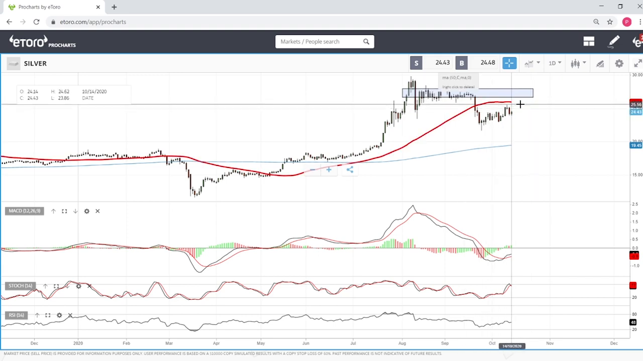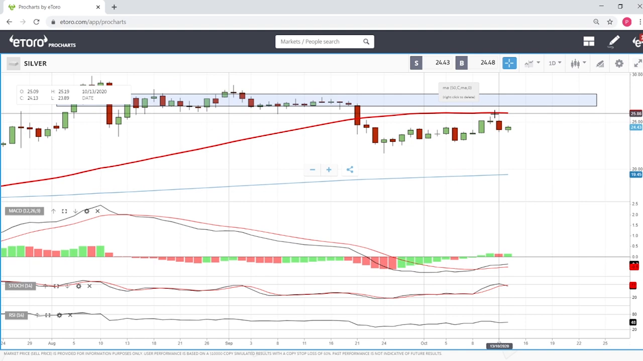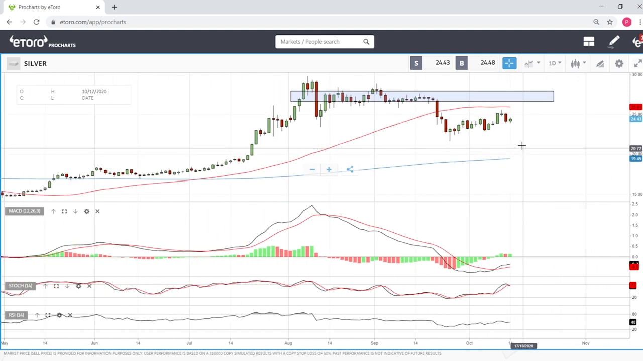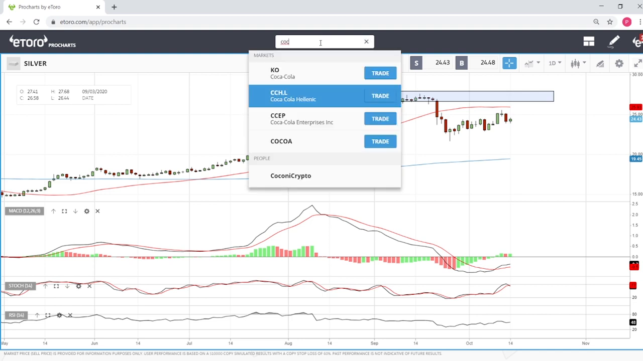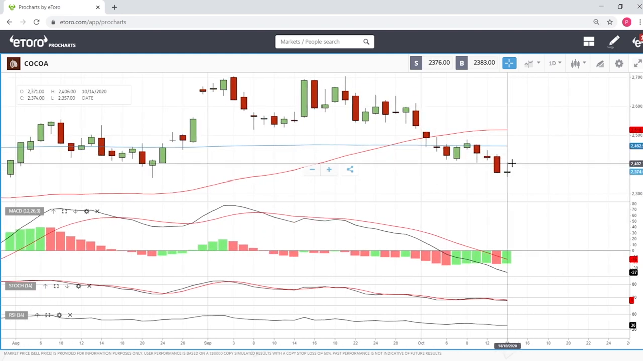We are still trading underneath the 50 moving average, and we have tried to rally towards it, didn't happen. And that is often a sign that we are going lower. So if you look at cocoa. So cocoa tried to rally, and that did not work.